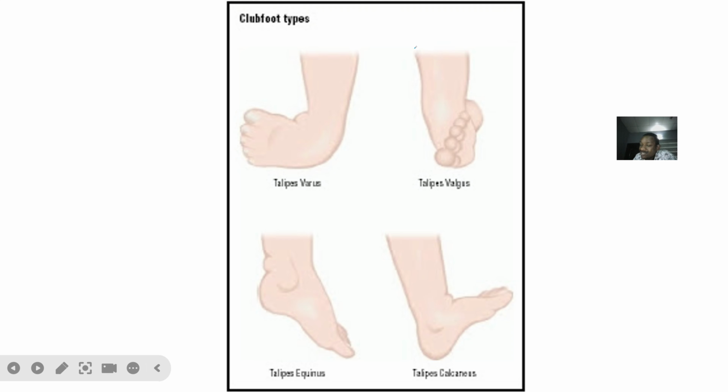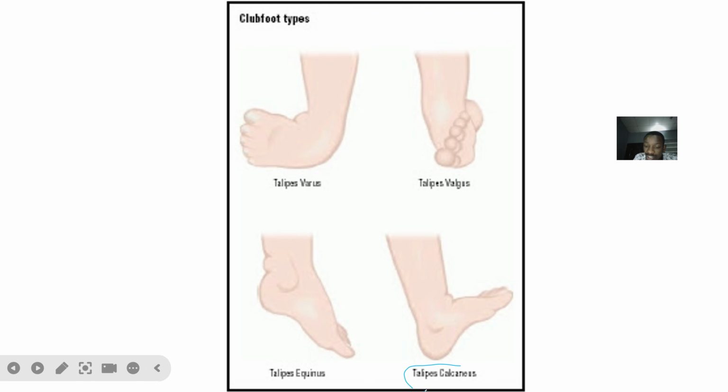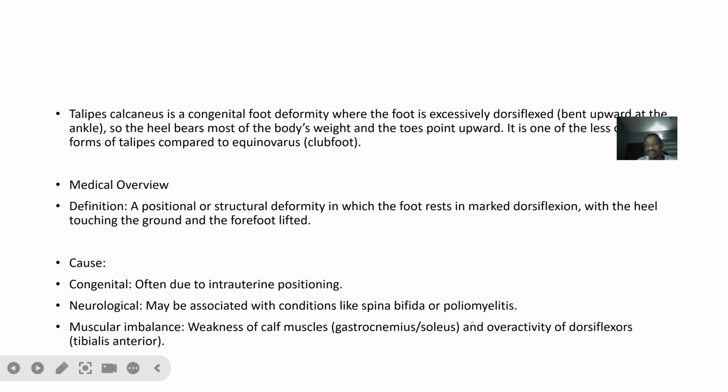Calcaneus in medicine is your heel. Calcaneus is the Latin word for heel. In medicine, it's just like you are learning another language. So talipes calcaneus is like this: only your heel is making contact with the floor. The rest of your foot is not making contact with the floor.